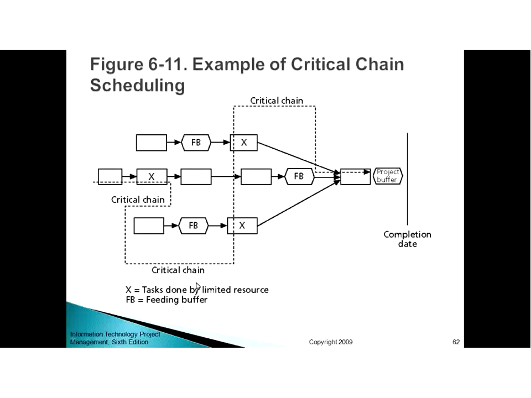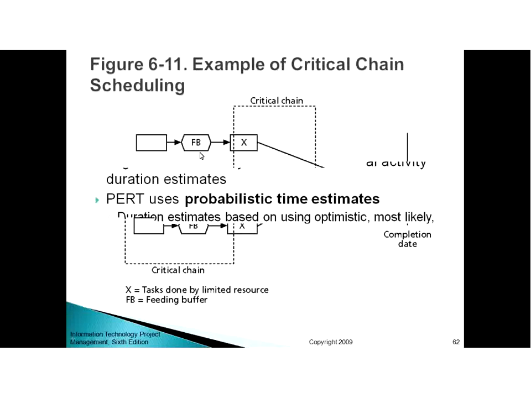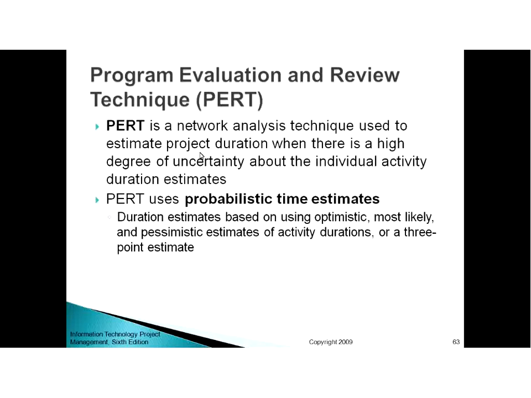And this diagram is showing the feeding buffers and project buffer. FB is showing the feeding buffer. Now you can see here that this was a critical chain. So you have added the feeding buffer before every task on the critical chain, and you have added a project buffer before the completion date of the project. Like if your project gets delayed, you will utilize this project buffer. Or if any activity on the critical path gets delayed, you will utilize this feeding buffer. So this is how feeding buffer helps you out.